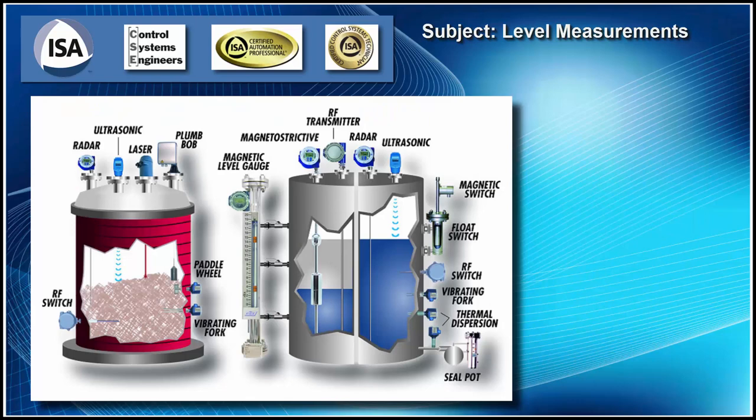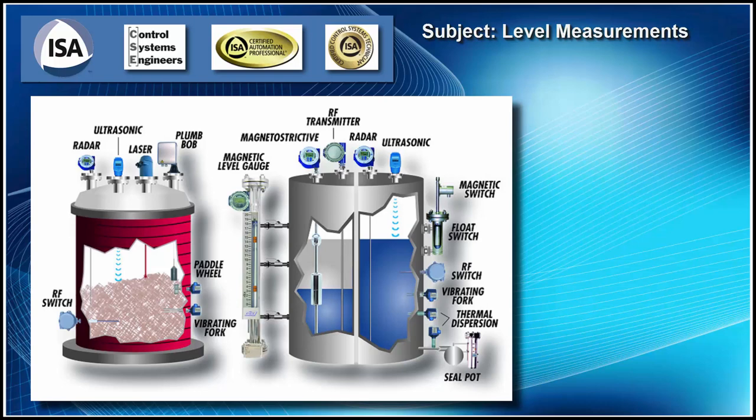Okay, in this picture here, it basically shows most level technologies. Now, we can either measure the level, or we can have what's called a set point, and when we reach a certain level, it'll switch. So if we look at these transmitters and level measuring devices from left to right, on the left is solids, say sand, flour, and on the right would be a liquid, and it could be oil, gas, water.